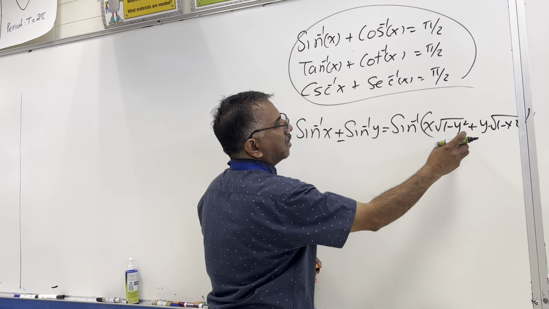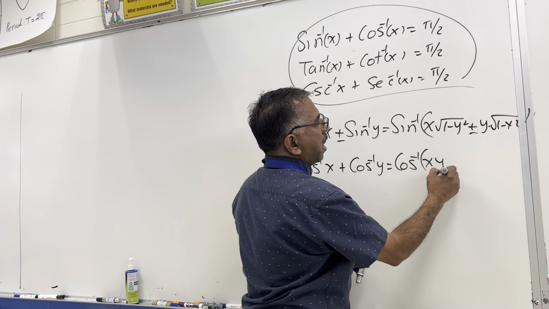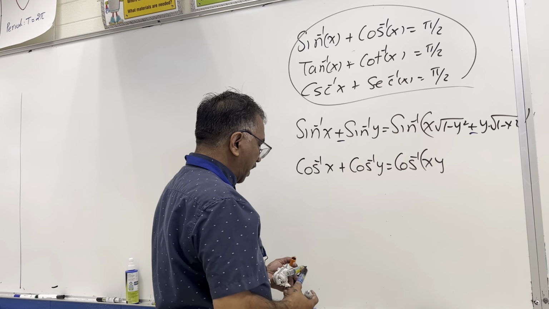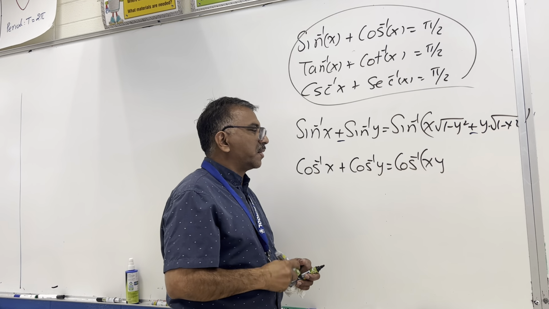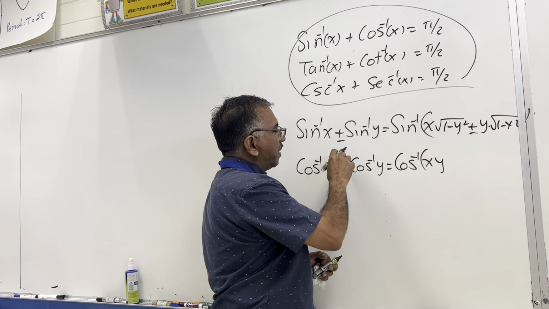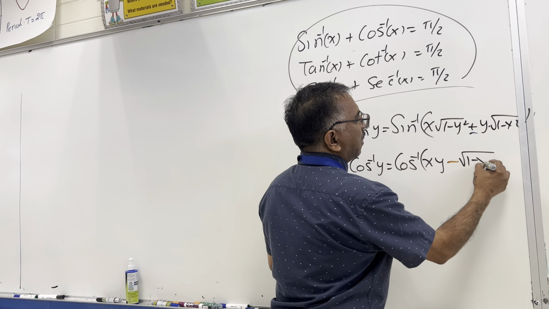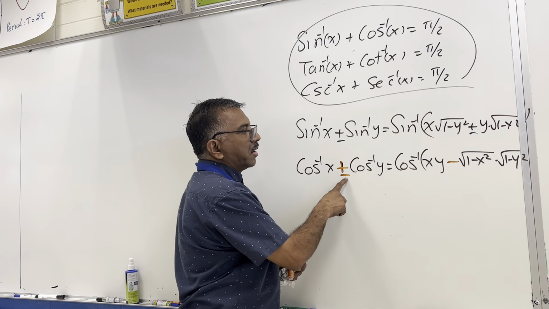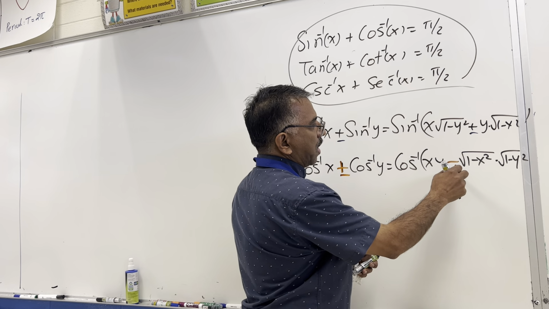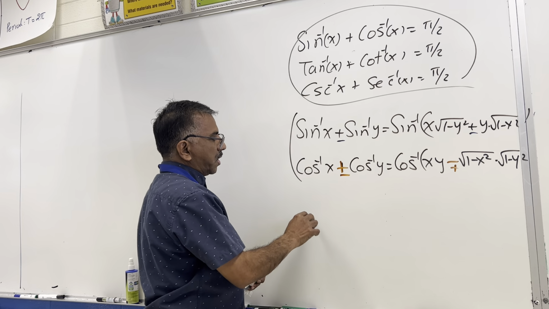Then if it is cosine inverse of x plus cosine inverse of y, it is cosine inverse of xy, but this time, if it is plus, you take minus, and then it is square root of 1 minus x square and 1 minus y square. So if it is minus here, then this will be plus. Okay, then there's one more thing you should know, another group, the third one.